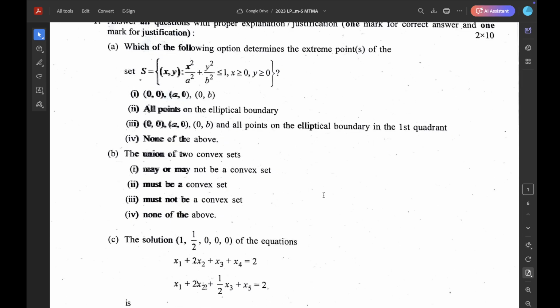Question 1a. Which of the following options determines the extreme points of the set S equal to the set of all those ordered pair points (x, y) such that x squared by a squared plus y squared by b squared is less than or equal to 1, x greater than or equal to 0, y greater than or equal to 0? First option is (0, 0), (a, 0), (0, b). Second option, all points on the elliptical boundary. Third option, (0, 0), (a, 0), (0, b) and all points on the elliptical boundary in the first quadrant. Option 4, none of the above.